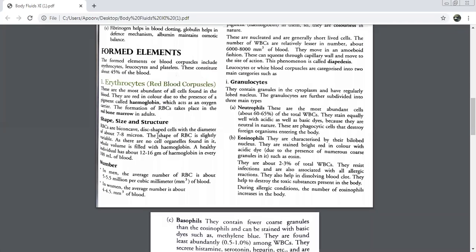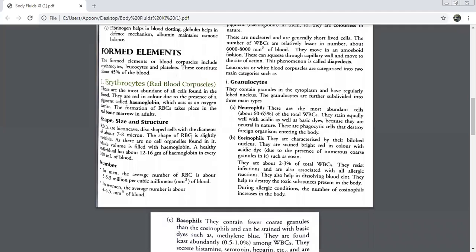They have biconcave disc-shaped cells, diameter of about 7 to 8 microns. Tell me how much is the diameter of an average RBC cell? 7 to 8 microns. There is one thing very special about RBCs, beta, that we must remember, that there are no cell organelles found in it. Please remember this. There are no cell organelles found in it.